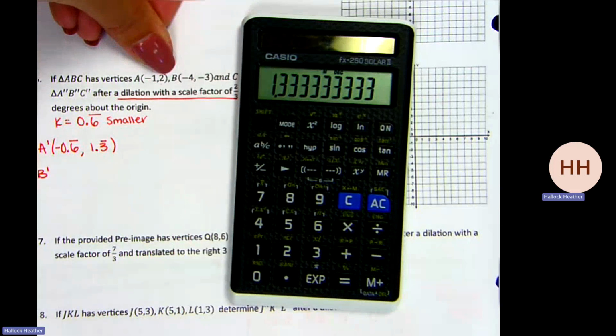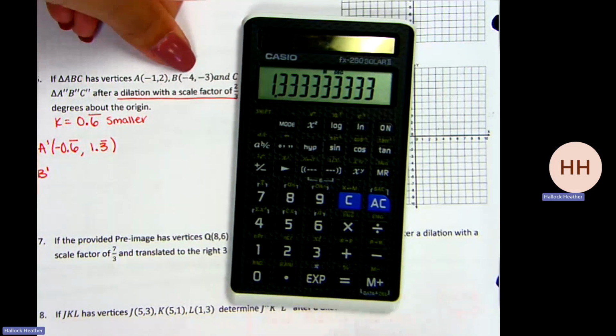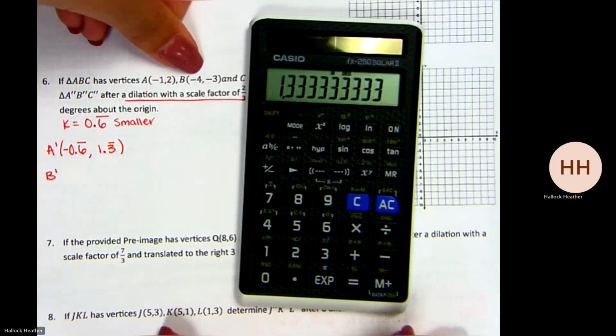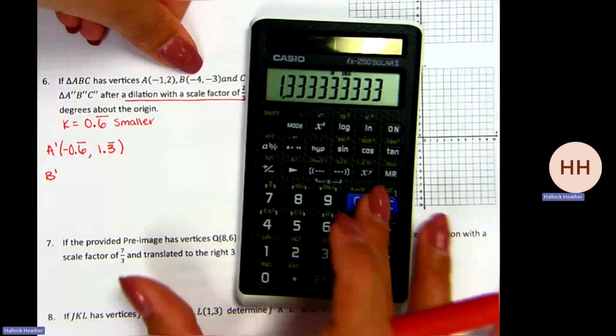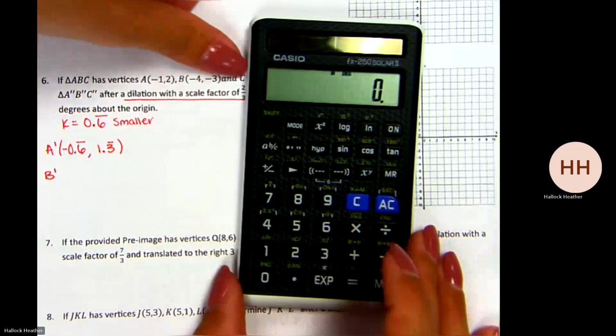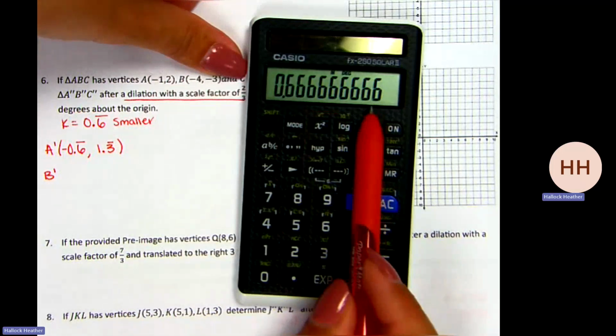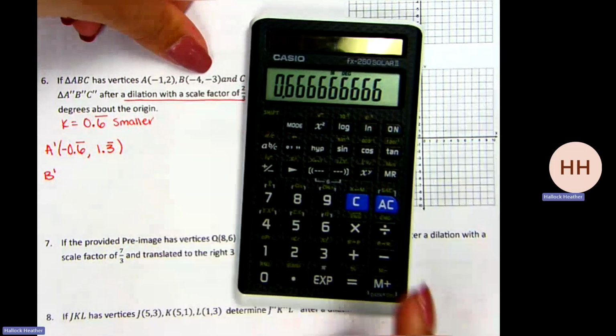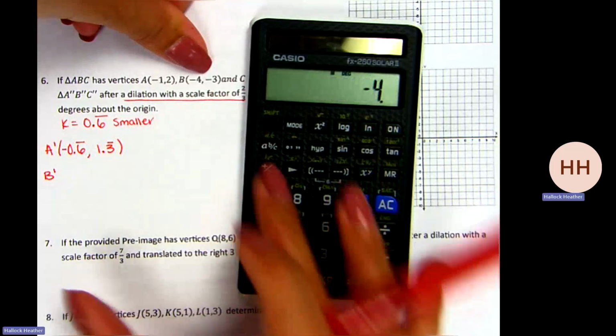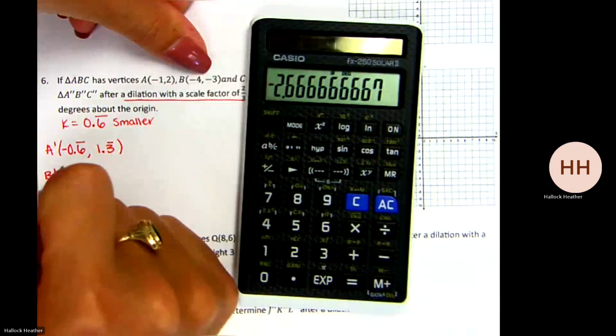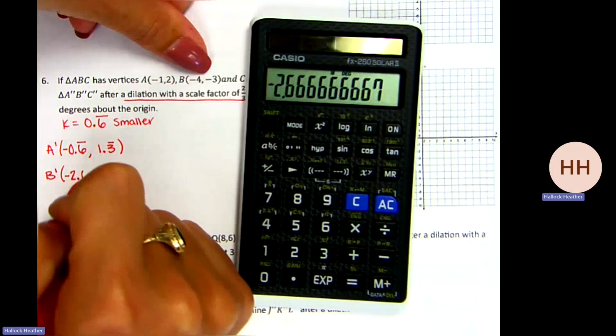I'm going to do the same thing with B. B was -4, -3. I have to multiply by that ugly decimal. So I'm going to do 2/3, 2 divided by 3 is 0.6 repeating. I'm multiplying by 4, -4. So negative 2.6 repeating.